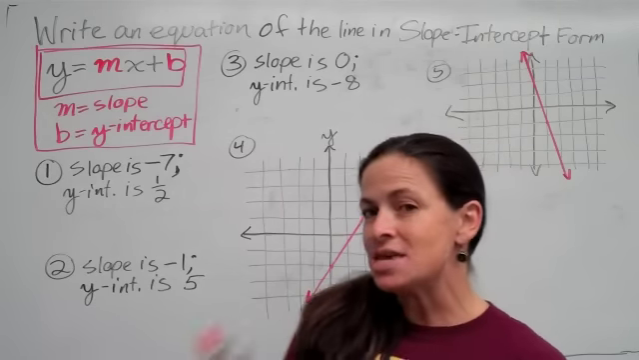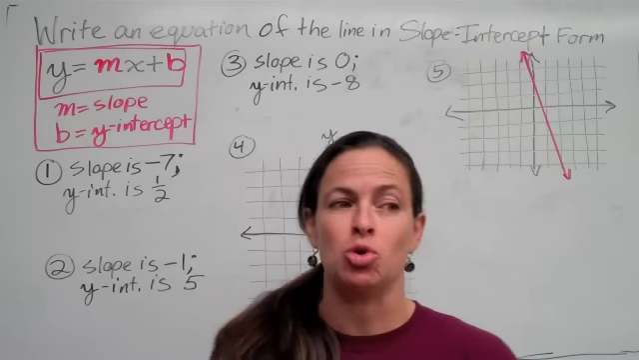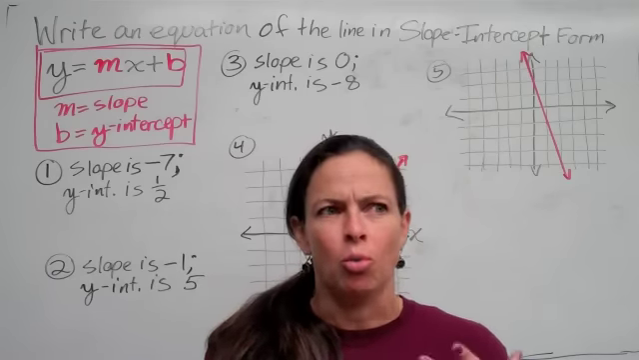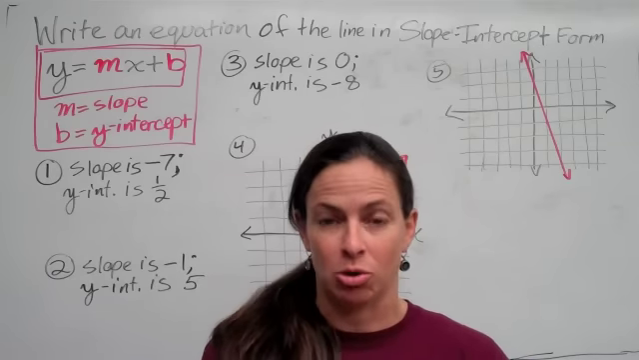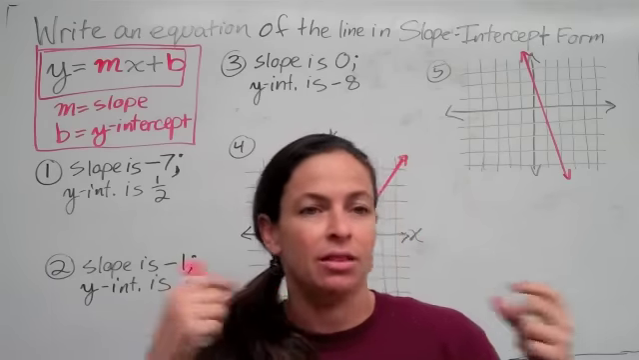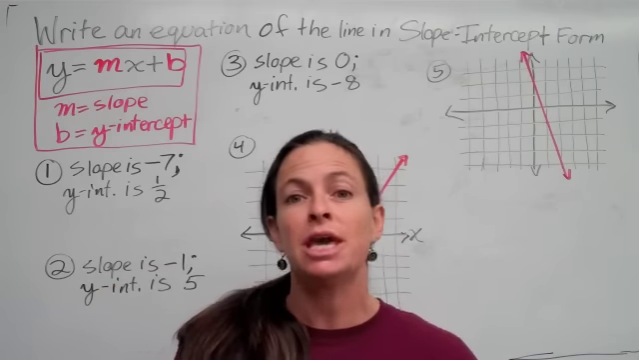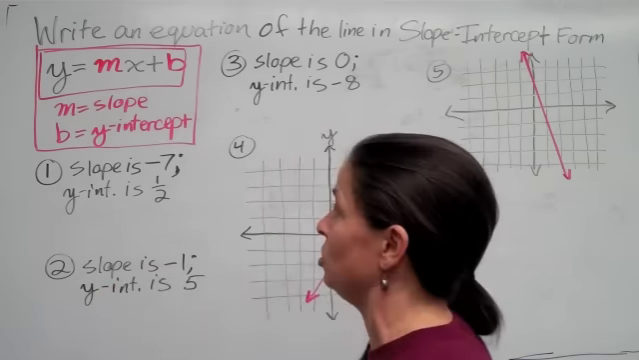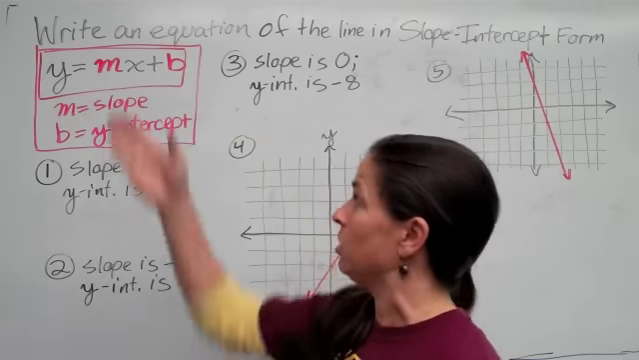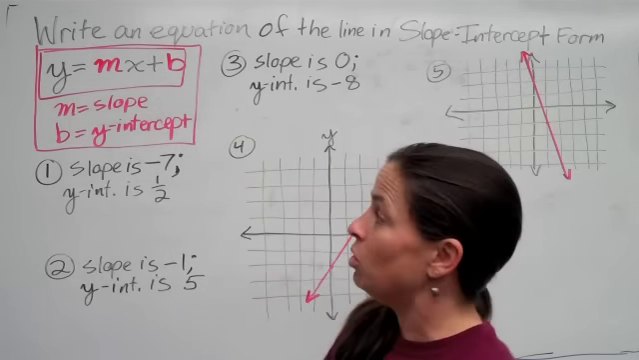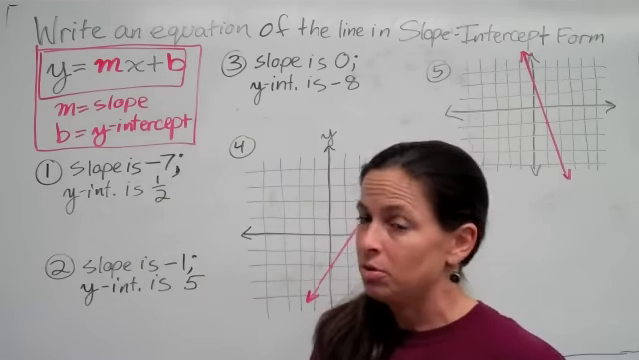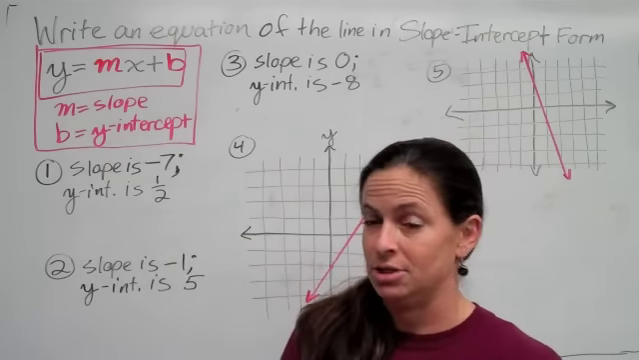Say you are given information and you want to figure out what the equation is, given a line or some parts of the information like the slope and the y-intercept. Can you write an equation given that information? Well, we already know slope-intercept form, that y equals mx plus b. We know that m is the slope, and we know that b is the y-intercept.